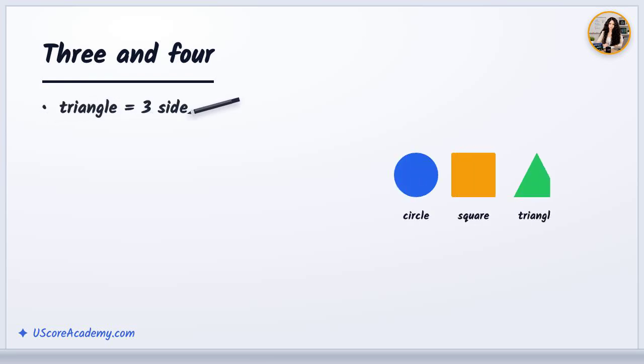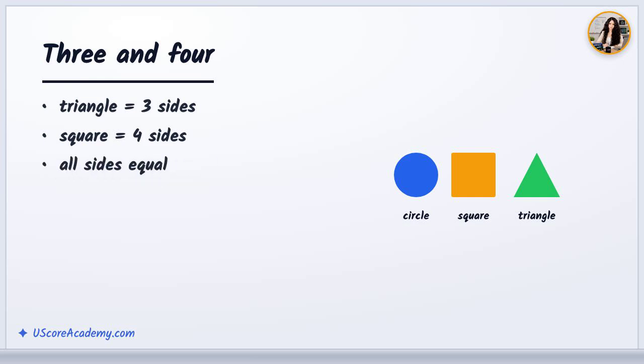A triangle has 3 sides and 3 corners. A square has 4 sides and 4 corners, and all its sides are the same length. Counting sides helps us name the shape.